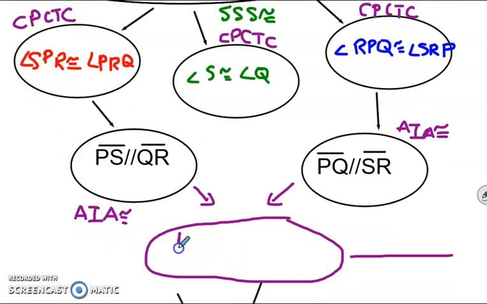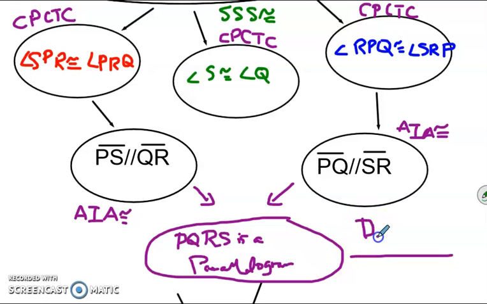So hopefully you decided that PQRS is a parallelogram, because we now have two sets of parallel sides, and that is actually enough information to be able to say we have a parallelogram by the definition of a parallelogram, which states it's a quadrilateral with two sets of parallel sides.